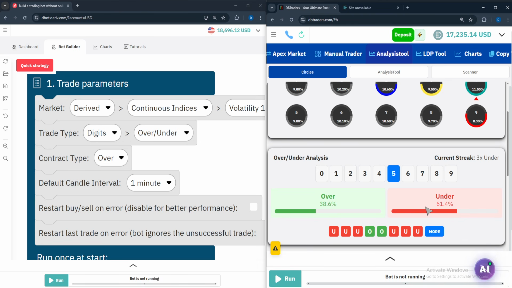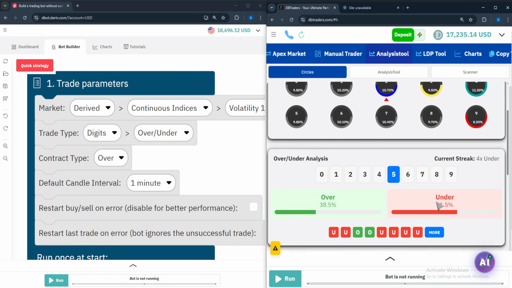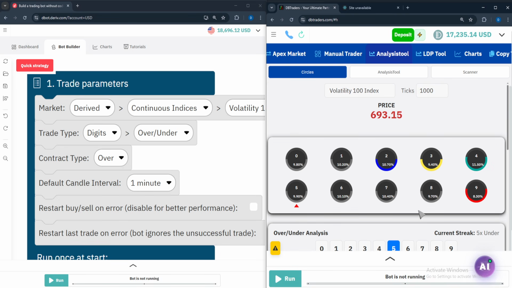Now, for those who like trading manually, what do you do? If you're trading manually, this is what you do. Please listen carefully. You can see you have this ticker that is moving from number to number. You'll wait for this ticker to go to 2 or 3 numbers above 5, and then immediately this ticker lands on 8, you press under. Example, if this ticker comes to 6, 7, and then 8, press under. If it goes to 9, 5, 6, and then 8, press under.